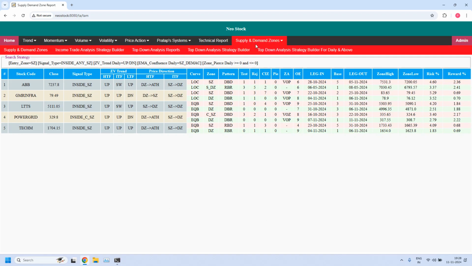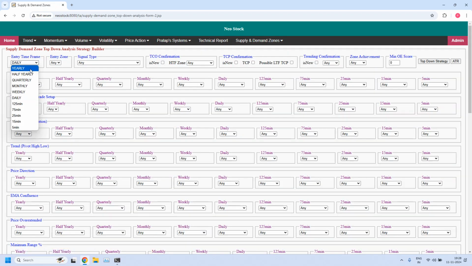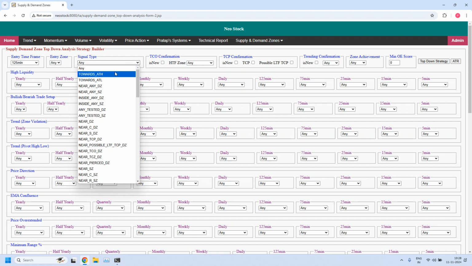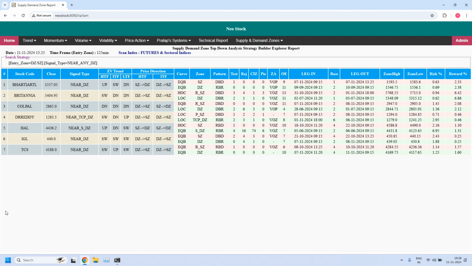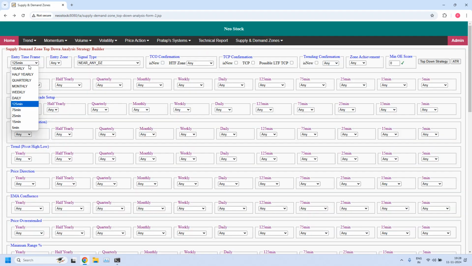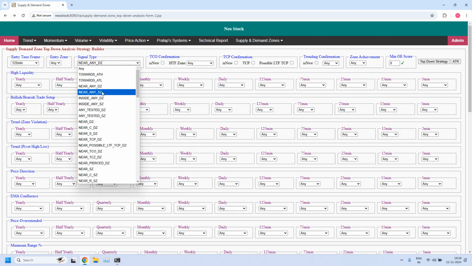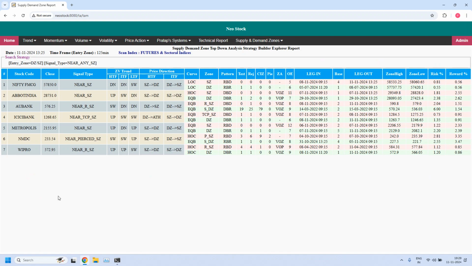Okay, next time frame is 125 minutes. Let's find the stocks near 125 minutes demand zone. 7 stocks are filtered. Next 125 minutes time frame, let's find the stocks near 125 minutes supply zone. 7 stocks are filtered.